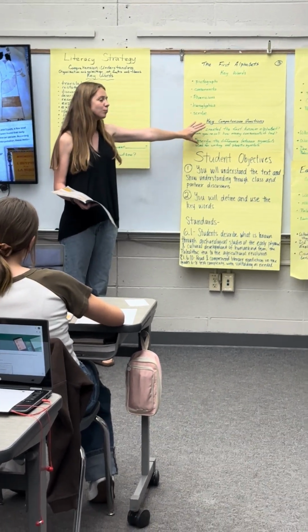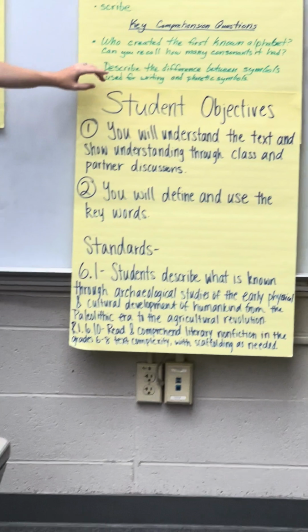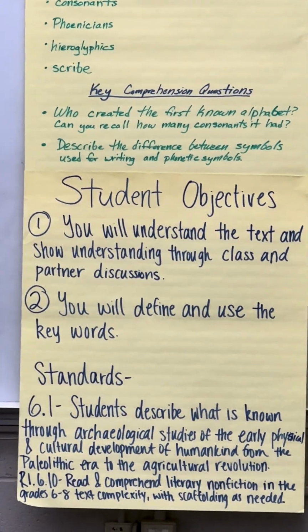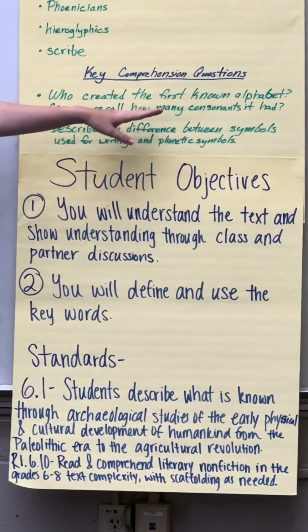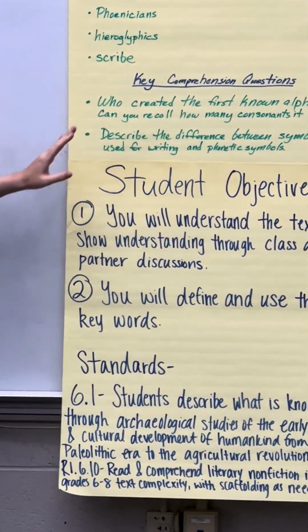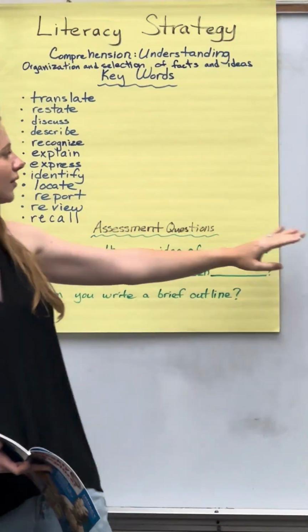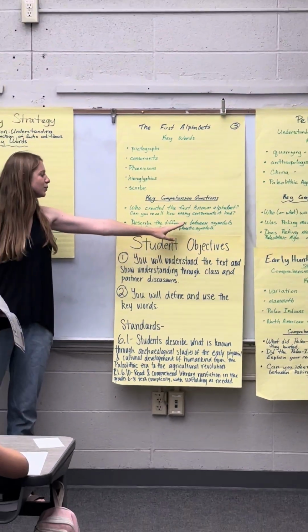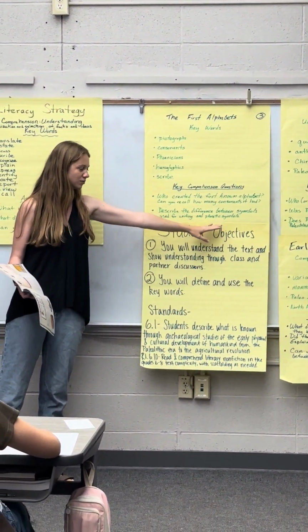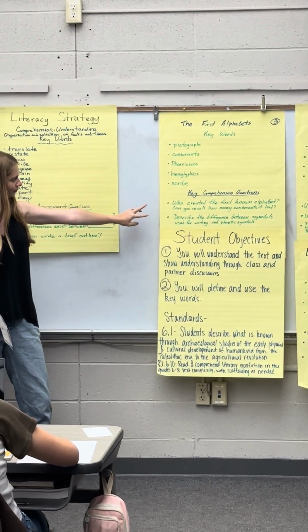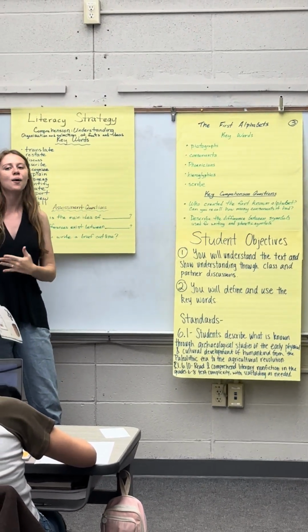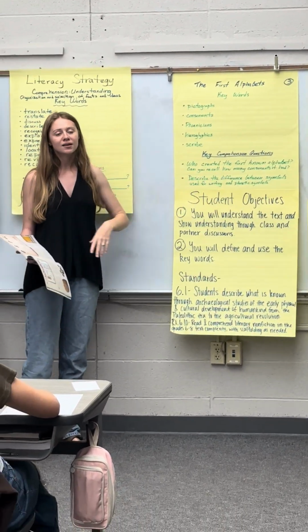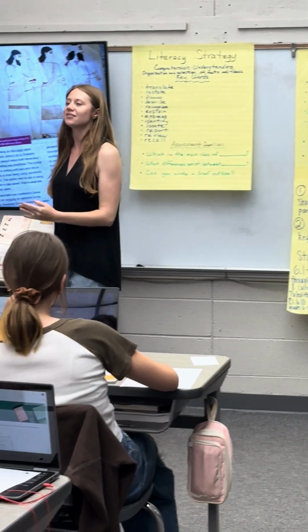Let's look at our key comprehension questions because one of these questions is going to be your exit ticket or assessment for today. Who created the first known alphabet? Can you recall? That's going back to our literacy strategy. How many consonants did it have? Describe the difference between symbols used for writing and phonetic symbols. Either one of these could be your exit ticket assessment, which is how I'm grading you. You need to know an answer for both because you're going to be discussing with your partner and then discussing with the class.